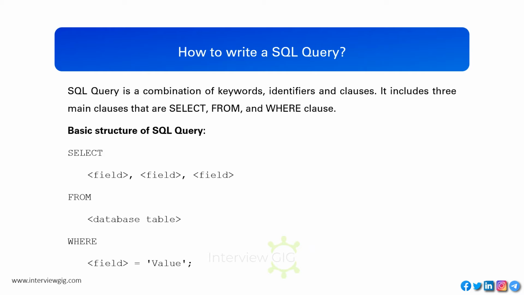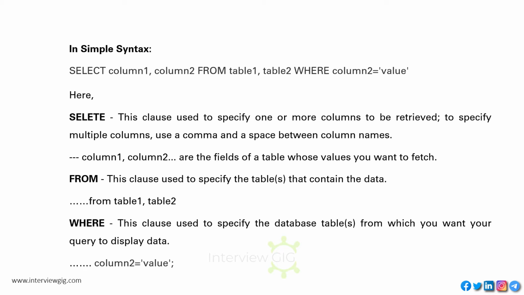Basic structure of SQL query. Select field, from database table, where field is equal to value. In simple syntax: select column 1, column 2 from table 1, table 2 where column 2 is equal to value.